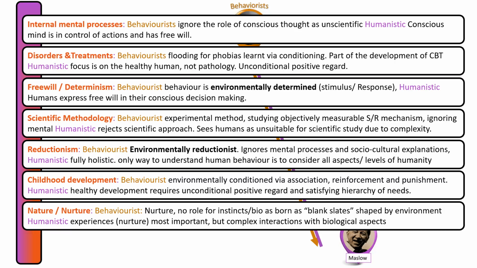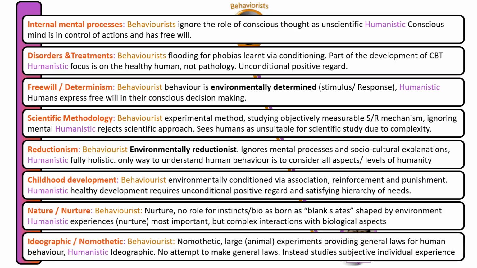When it comes to the idiographic versus nomothetic argument, behaviourists are very nomothetic. They use large animal experiments that give general laws for human behaviour, whereas humanistic psychologists are very idiographic. They make no attempt to make general laws of human behaviour. Instead, they use studies which look at the subjective experiences of individuals.